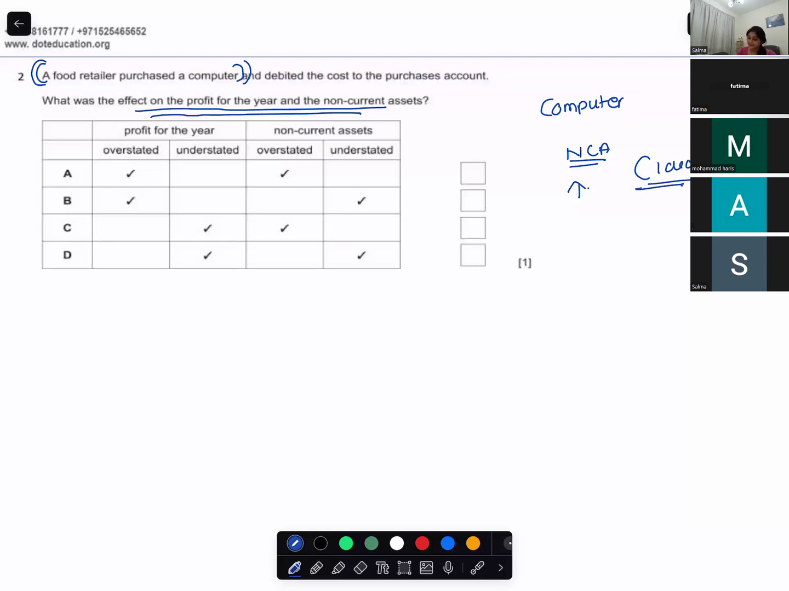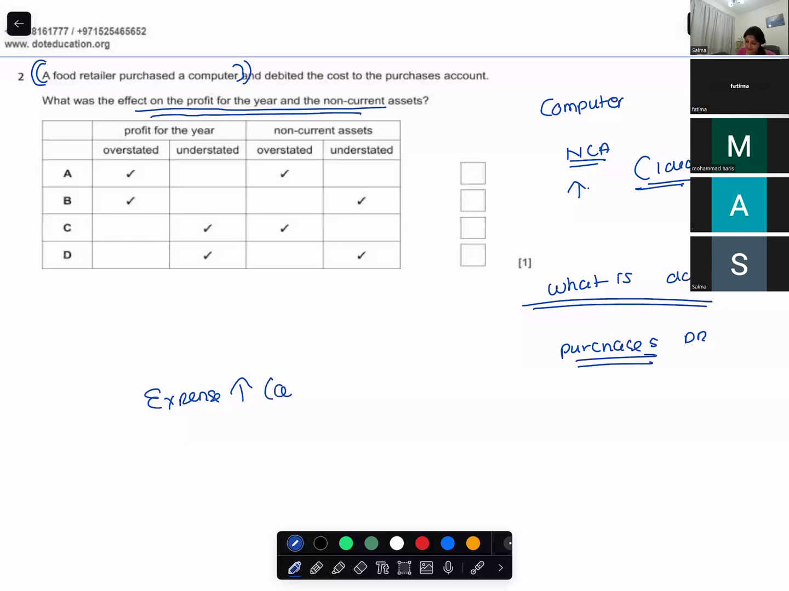What did he do? He debited the cost to the purchases account. So he did purchases debit. What is the effect of this error? His expenses increased. His non-current assets are understated. One minute, don't jump. Expenses are overstated. If expense is overstated, then what? Profit is understated.